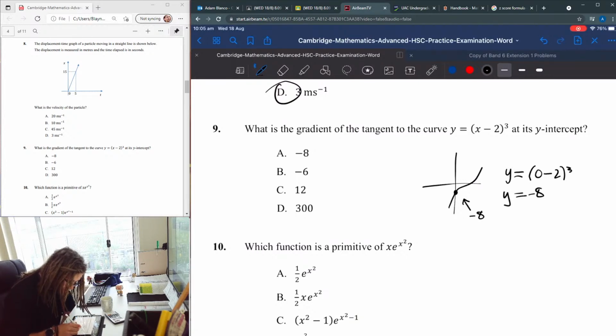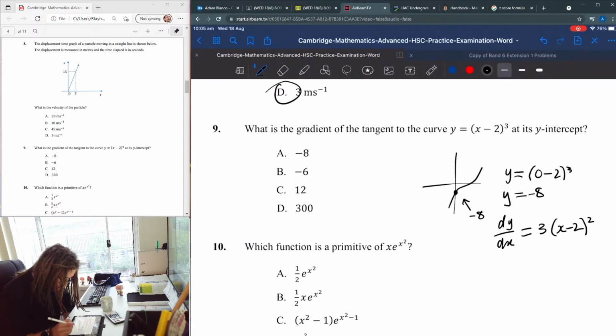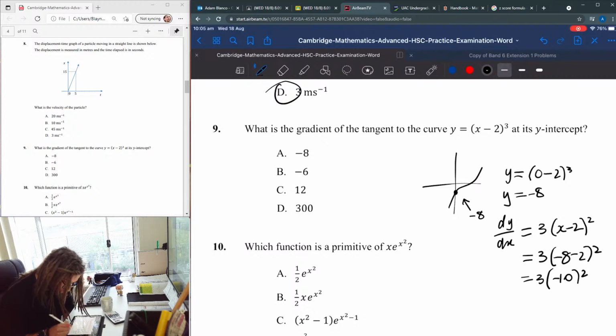Now I've got to integrate it. So, sorry, differentiate it. dy/dx. It's going to be, I'm going to use the chain rule. So that, then drop it, and then at minus 8 minus 2, that's 3 times minus 10 squared. That's going to be 300. That's it. So is that the point? What's the gradient of the tangent? That's not the answer that they've got, so I'm a little bit concerned with the gradient of the curve.